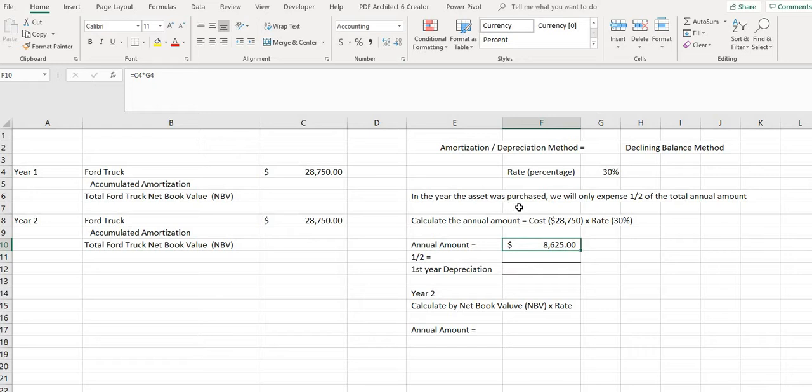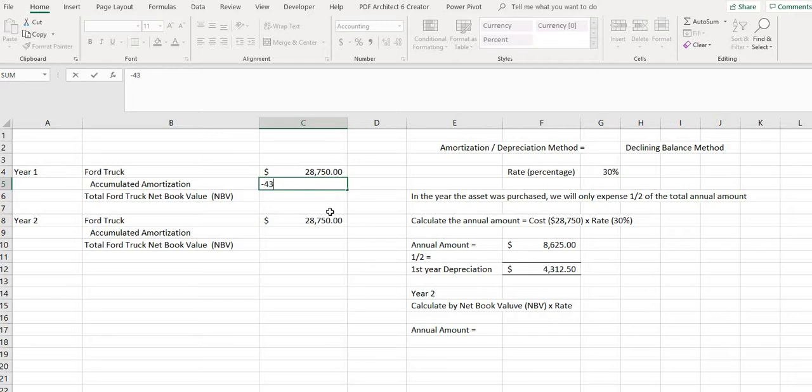So again, because in the first year we're only going to claim half of that expense, all we need to do is divide that in half. So we'll take the 8,625 and divide it by 2. So we'll end up with a total amortization expense for the year of $4,312.50. And once we post a journal entry, which I'm going to go through in another tutorial, it would show up on your balance sheet like this if it was posted correctly.